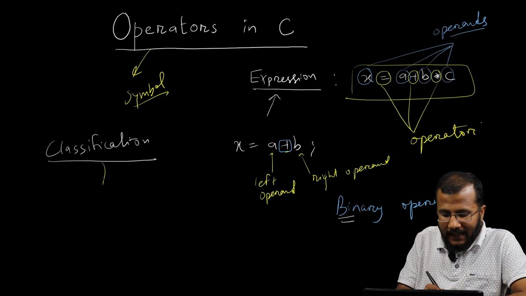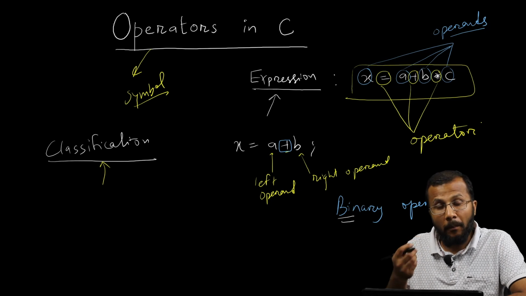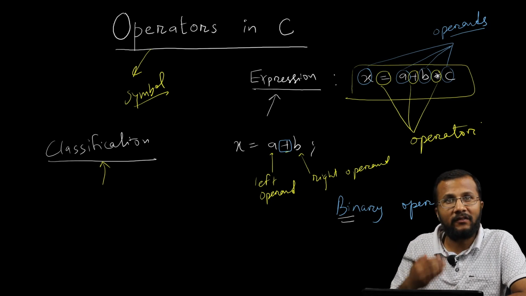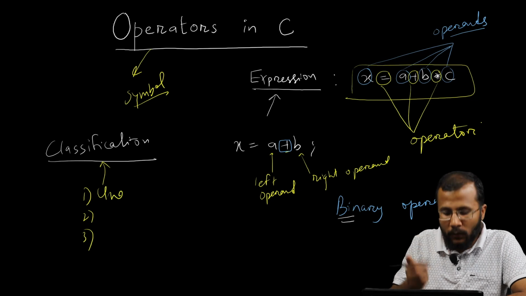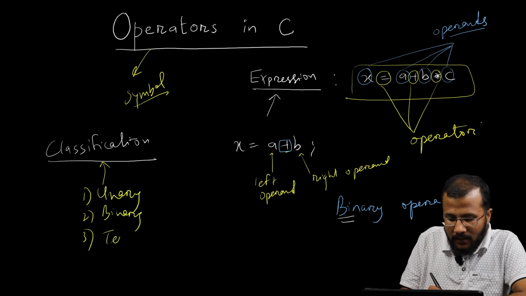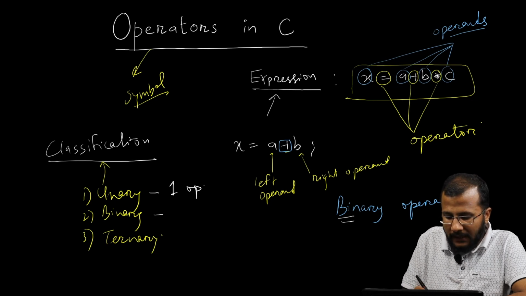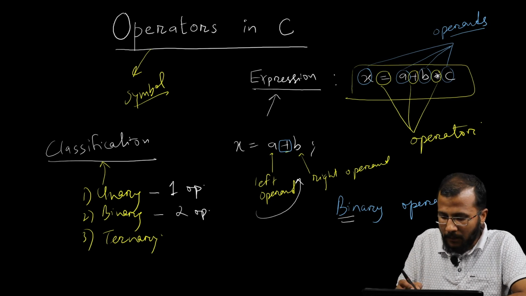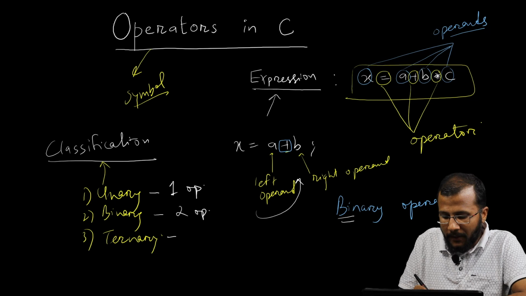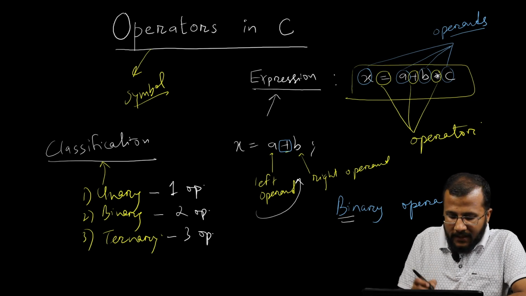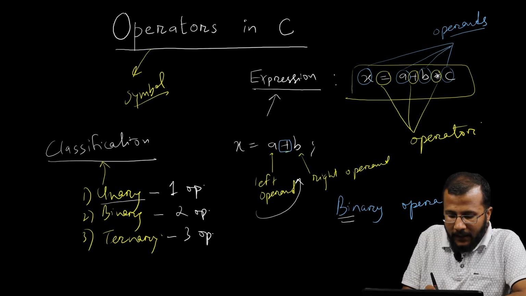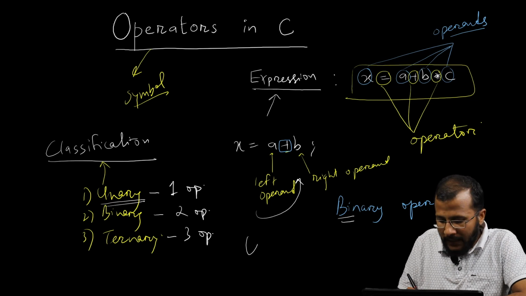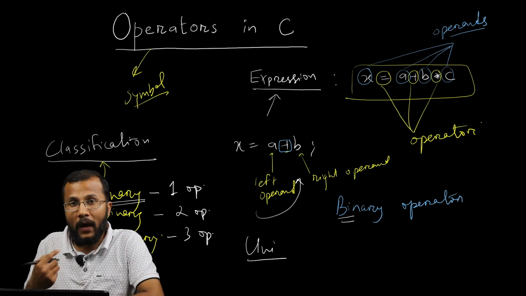Operators are classified based on the number of operands they work with. So we have three kinds of classification: unary, binary and ternary operator. As the name suggests, a unary operator has just one operand. A binary operator has two operands, like this example, where plus is a binary operator, and a ternary operator has three operands. Now let's talk about unary operator. Uni means one, therefore it has one operand.